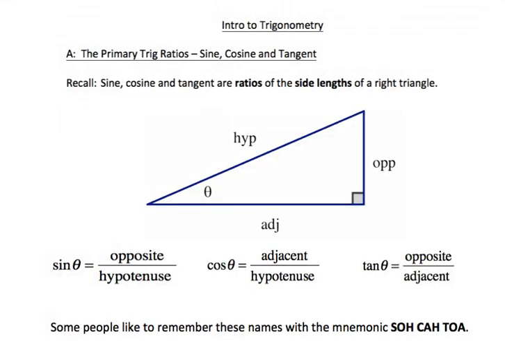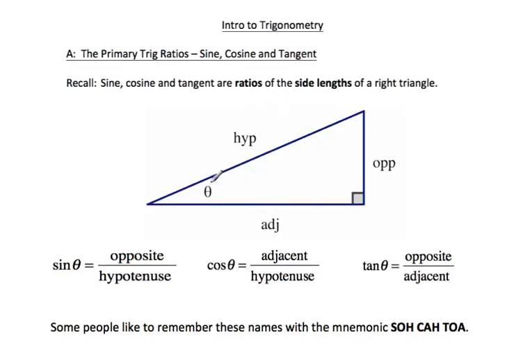This is the first in a series of videos on trigonometry. In this video, we'll look at the primary trigonometric ratios, the inverse trig ratios, and special triangles. So first we need to remind ourselves about the primary trigonometric ratios, sine, cosine, and tangent, and recall that those refer to ratios of the side lengths of a right triangle.